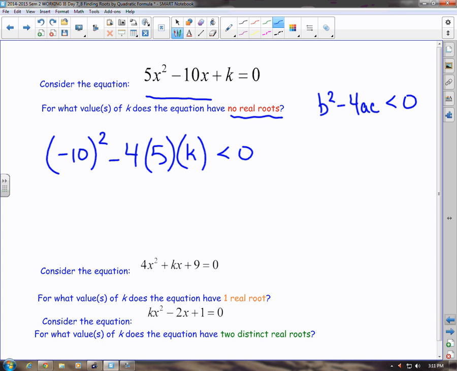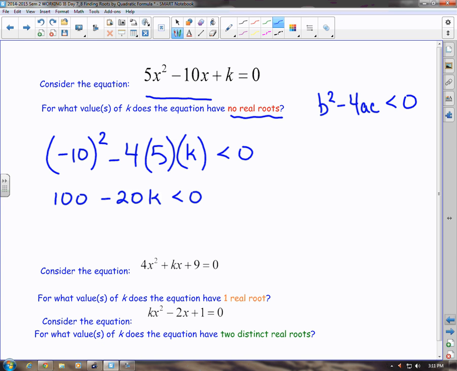So what we have here now is an inequality that just has the letter k. So we want to solve this inequality. Okay, so negative 10 squared, 100. Negative 4 times 5 times k is minus 20k, and that's less than 0. Now solve it for k. I'm going to give you 2 minutes, and then we'll see if we got it the right way.